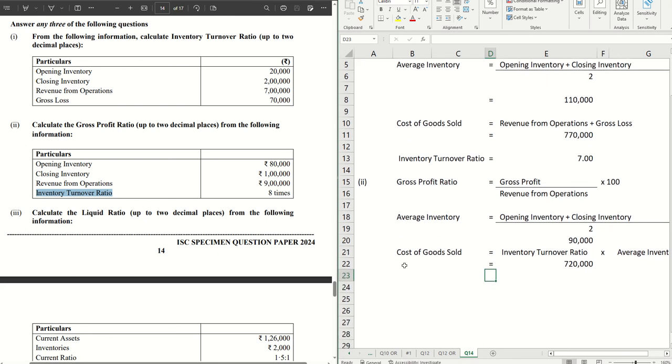So we have cost of goods sold now. We have revenue from operations given to us. From both of these, if you subtract one from the other, you get gross profit. So gross profit equals a straightforward calculation, revenue from operations minus cost of goods sold, right?